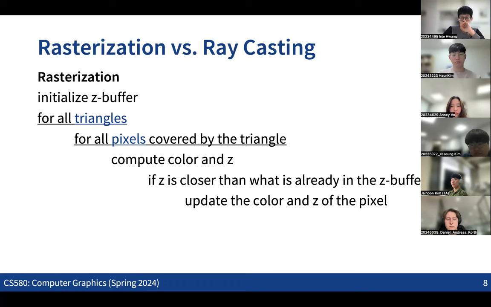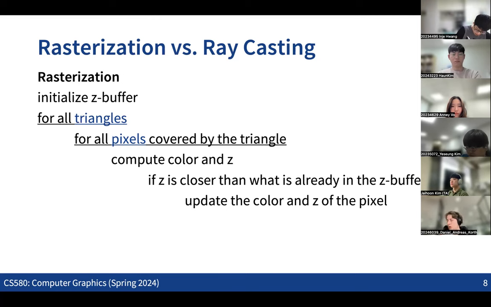And basically, we are getting the depth information from the interpolation of the triangles. And if this depth information is closer than the depth that we have in the depth buffer, then we are replacing the color and the depth information for each of the pixels. So we keep iterating this process for every single triangle to update all the pixel information. So this is the very typical framework for rasterization.